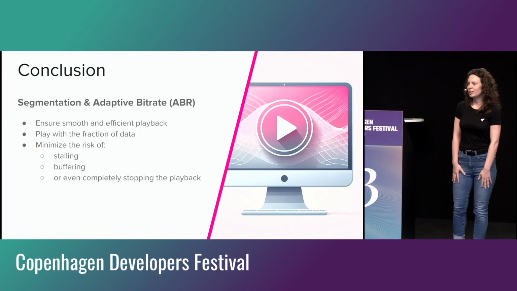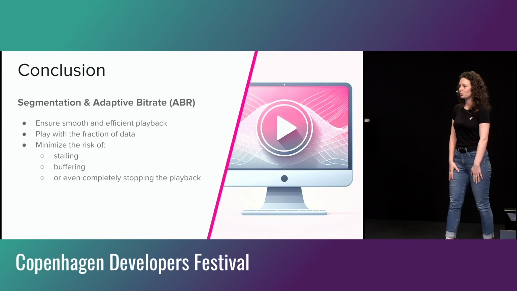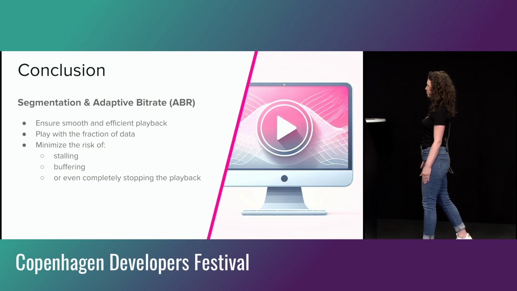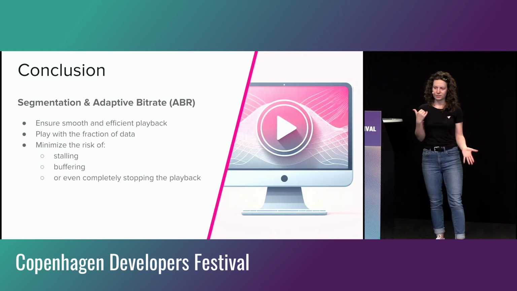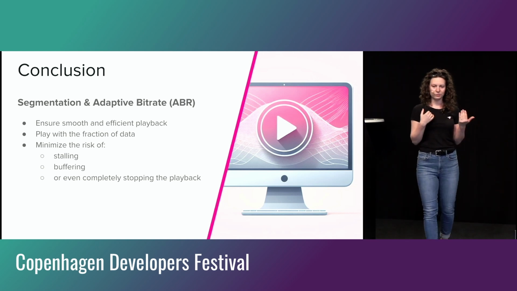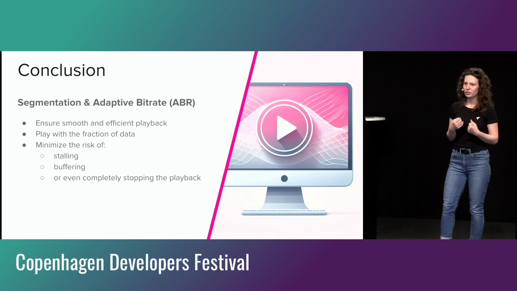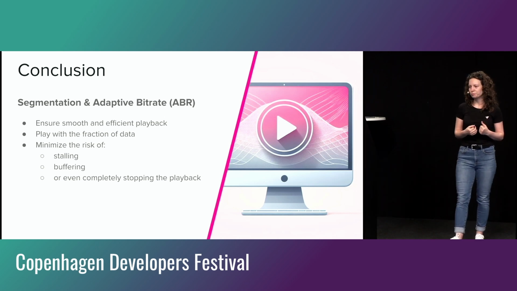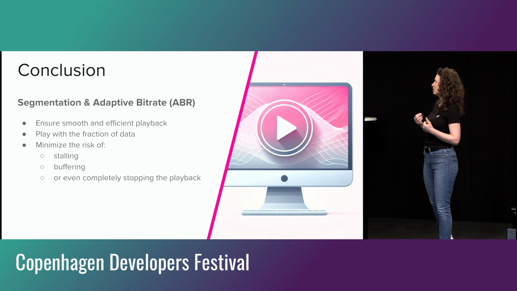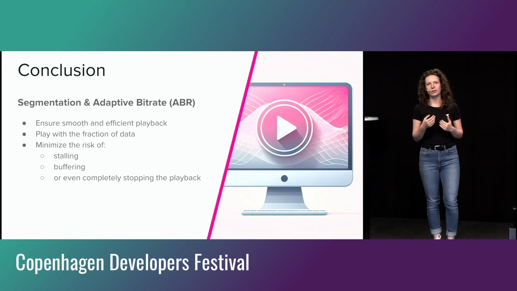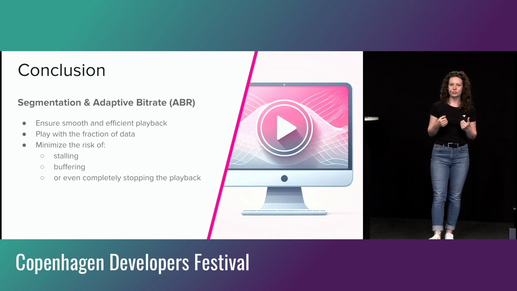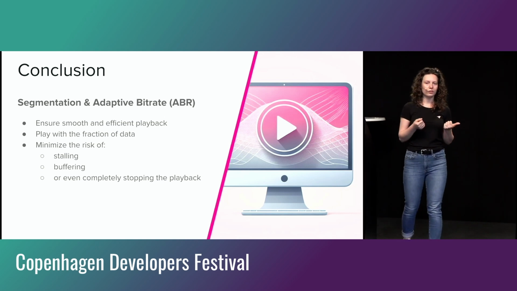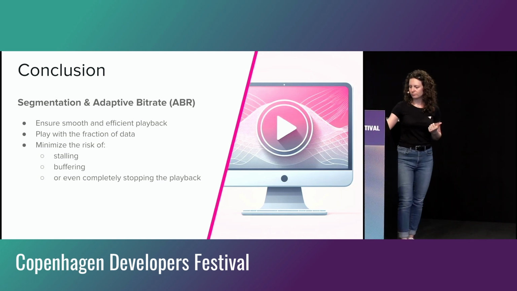So today we have talked about how to ensure smooth and efficient playback and how the encryption and decryption processes work. In this case, we have learned that it's very important to be able to play with just a fraction of data, and it's also very important to have control over it. Segmentation and adaptive bitrate are overall very useful because they help us minimize the risk of stalling, buffering, or even completely stopping the playback.